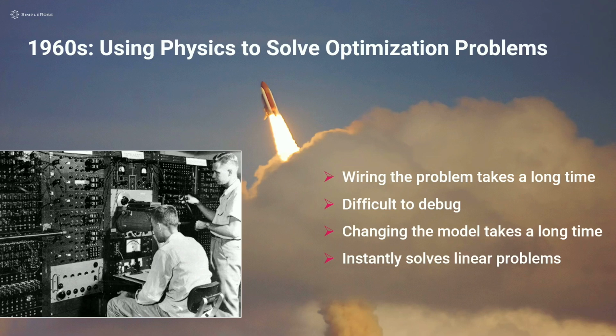This is very difficult to debug, and changing anything in the model took a long time because you had to track down which wire it was and make those changes. But the really cool thing here is that it instantly solves linear problems because it uses physics. So under the hood, all of this physics just pops out a voltage, and you can read that voltage and know instantly what the solution is. So the instant problem solving is a really cool feature. Maybe there's a way we can bring that into the future.